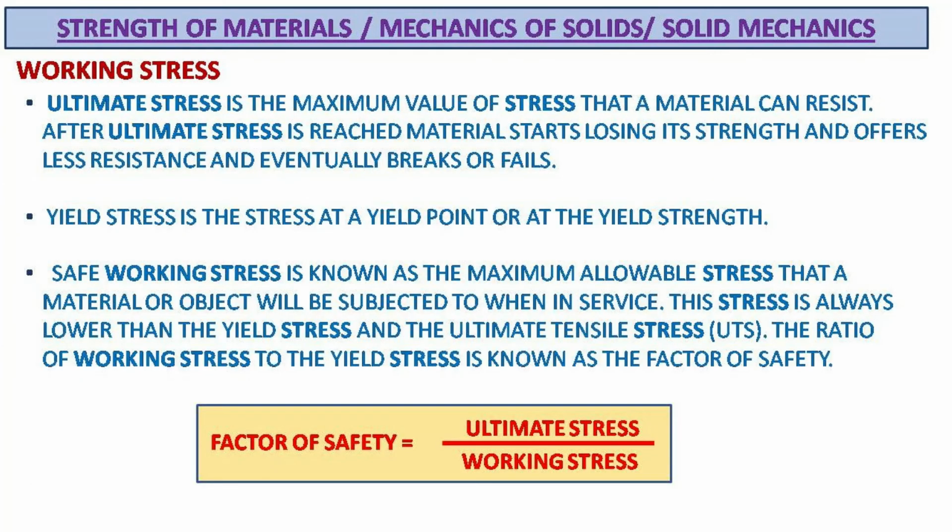Slide 21. Ultimate stress is the maximum value of stress that a material can resist. After ultimate stress is reached, the material starts losing its strength and offers less resistance and eventually breaks or fails. Yield stress is the stress at a yield point or at the yield strength. Safe working stress is known as the maximum allowable stress that a material will be subjected to when it is in service. This stress is always lower than the yield stress and the ultimate tensile stress. The ratio of yield stress or ultimate stress to working stress is known as the factor of safety.